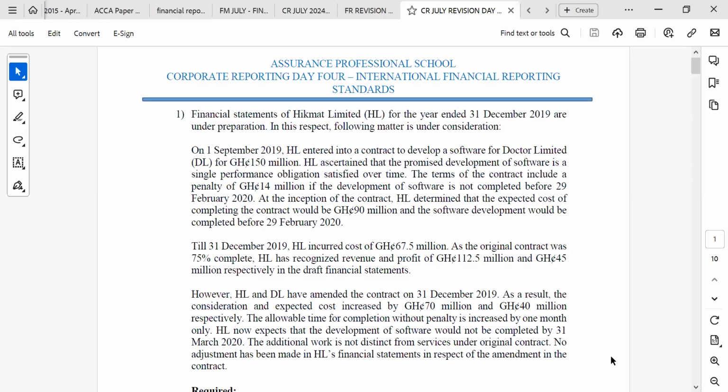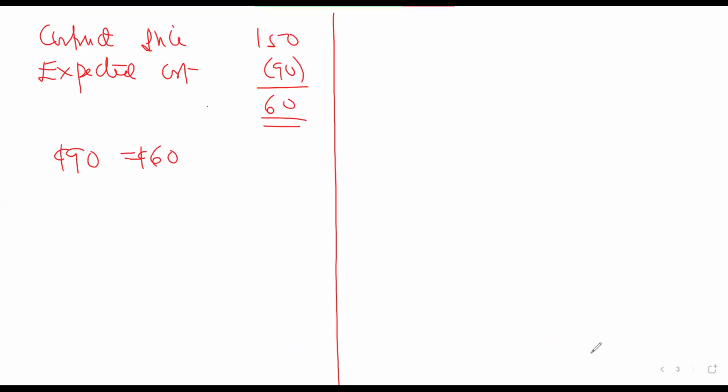Okay, till 31 December 2019, HL incurred a cost of what? 67.5 million, as the original contract was 75% complete. We are going to look at how they got the 75% that is complete. Okay, if 90 is equal to 60, 67.5 will be equal to how much?